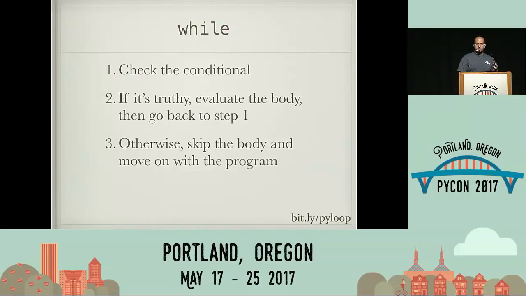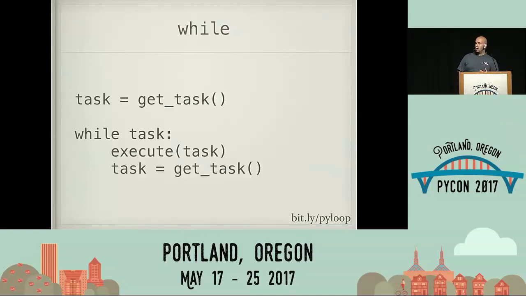So let's go to a different example of a while loop. Here we have a simple task runner, or a task queue worker. And what this worker is going to do is it's going to get a task from the queue, and then it's going to execute that task and get a new one. And it's going to continue fetching tasks from the queue and executing them one at a time.